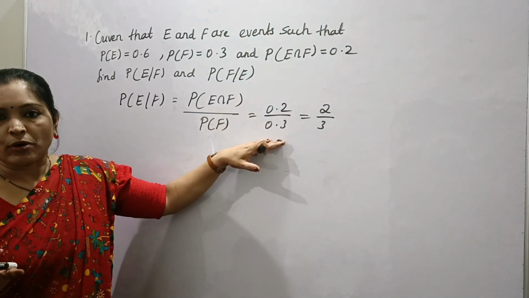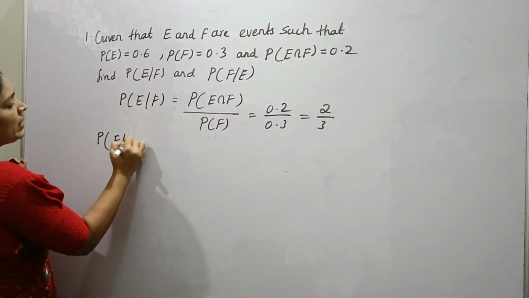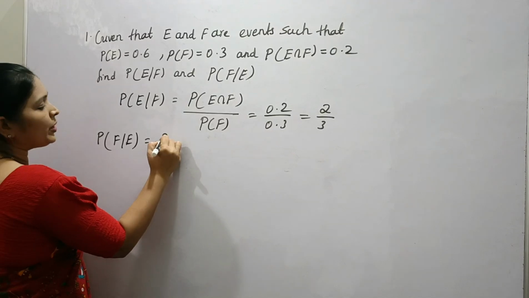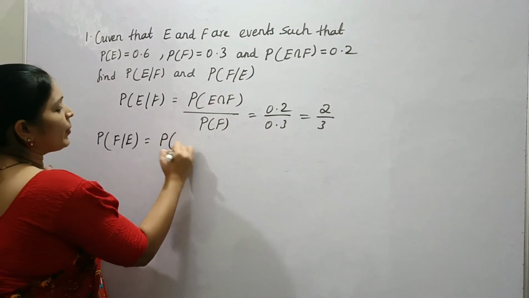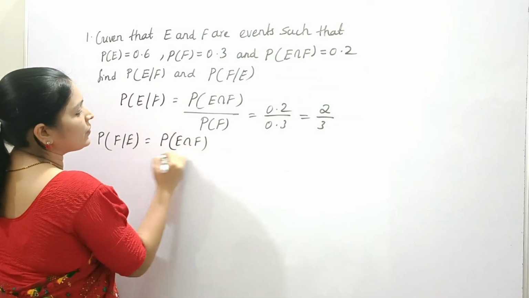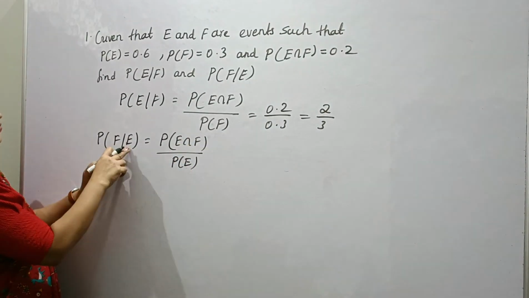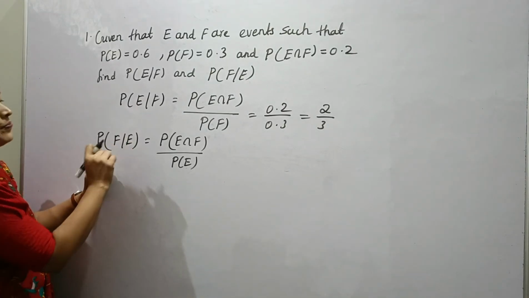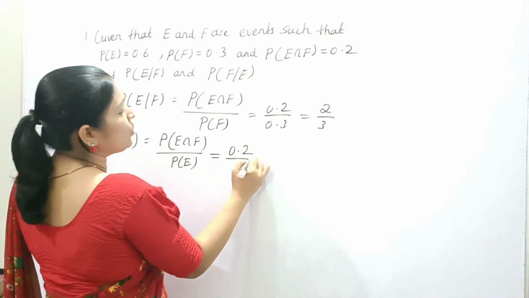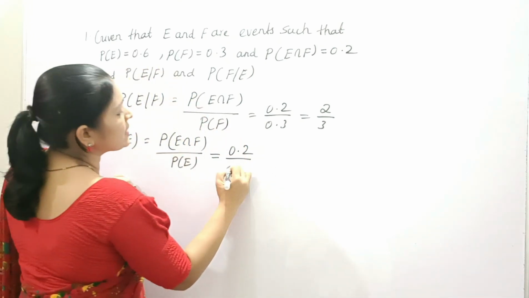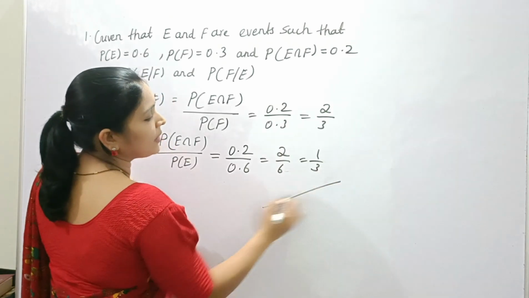See here, no need to write it in decimal form, because we usually express probability values in fraction form. Next is probability of F given E, that is equal to probability of F intersection E, or E intersection F, both are the same, divided by probability of E. That is 0.2 divided by 0.6, that is 2 by 6, which is equal to 1 by 3.